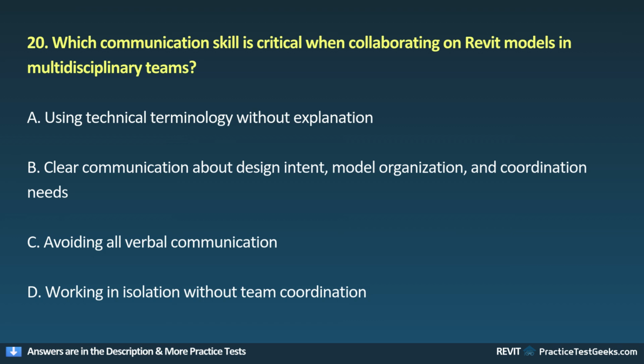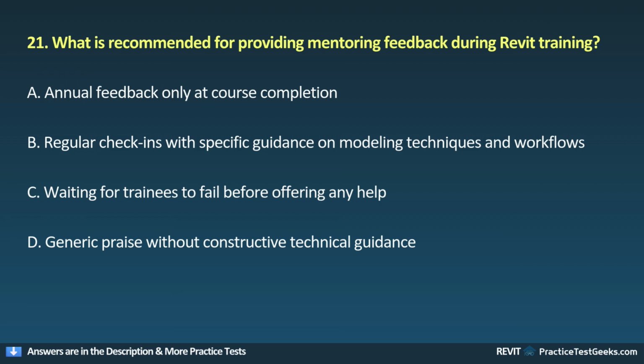A. Using technical terminology without explanation. B. Clear communication about design intent, model organization, and coordination needs. C. Avoiding all verbal communication. D. Working in isolation without team coordination. 21. What is recommended for providing mentoring feedback during Revit training?